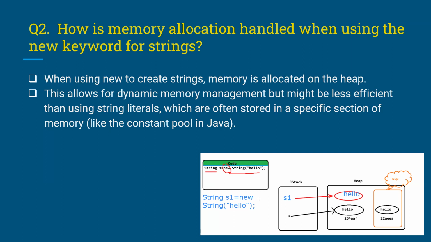Because we are using the new keyword, it doesn't bother whether the same content of the string class object is available or not. It will blindly create another new object. Whereas the string constant pool doesn't allow duplicate content. So in short, how is memory allocated when we use the new keyword for the string class? The answer is that it will create a new string and the memory is occupied inside the heap, and this memory allocation is done dynamically.